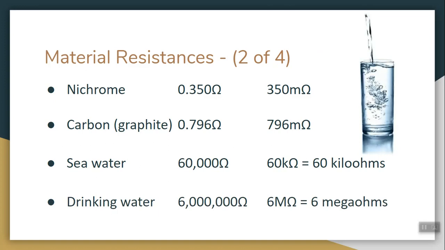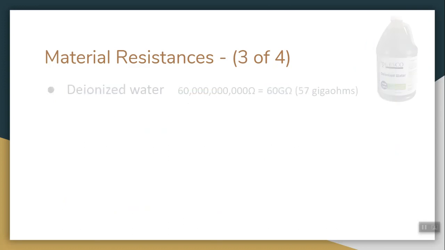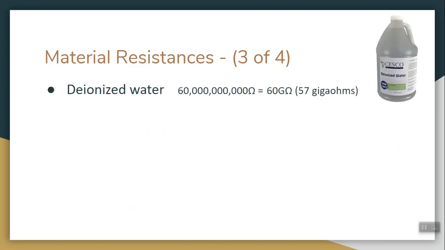Drinking water has around 6 million ohms or 6 megaohms, and the reason there's that difference is because it doesn't have all that salt dissolved in it. Okay, deionized water, otherwise known as distilled water. You'd find this in like a CVS, anywhere where you'd have to mix water with a medicine, because it is 100% pure water. Every molecule that's not H2O has been taken out. So this is around 60 billion ohms or 60 gigaohms.